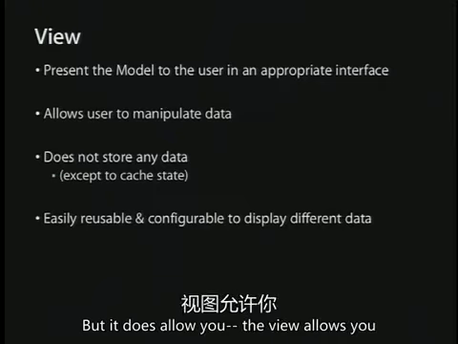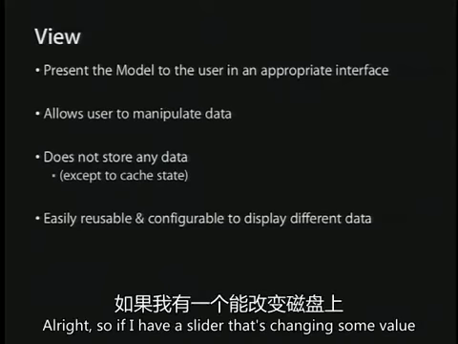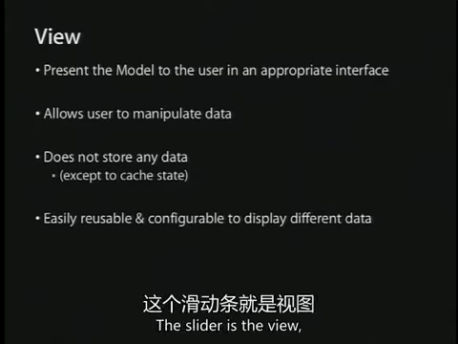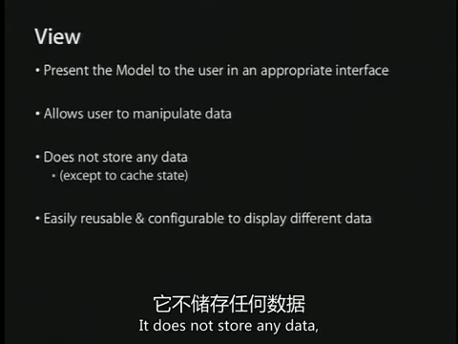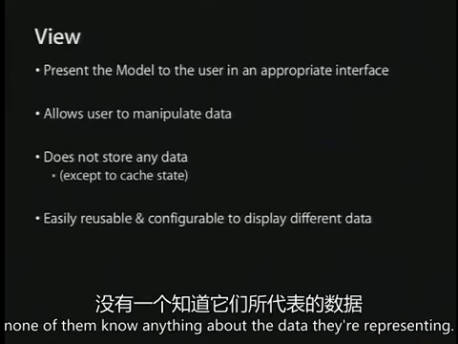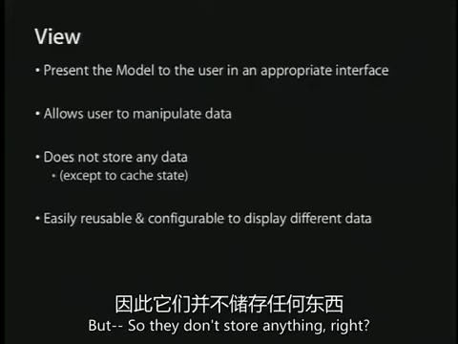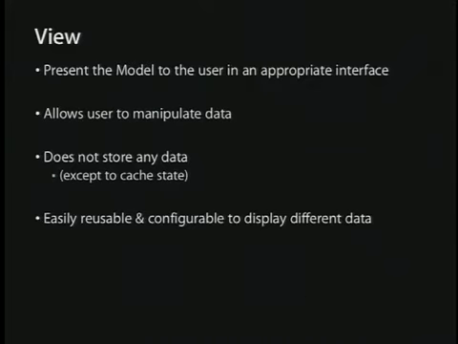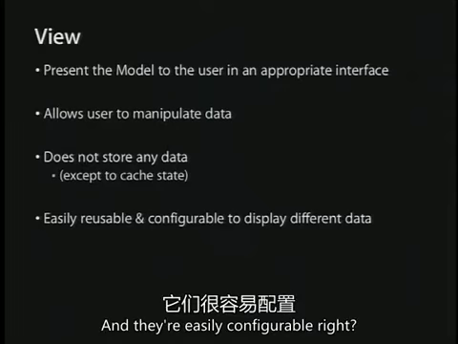But the view does allow you to manipulate the data, right? So if I have a slider that's changing some value on disk, the slider is the view. It does not store any data. Again, if you look at any of these UIKit classes, none of them know anything about the data they're representing. So they don't store anything. They're completely dynamic. They're created, they come and go, and they're easily configurable.